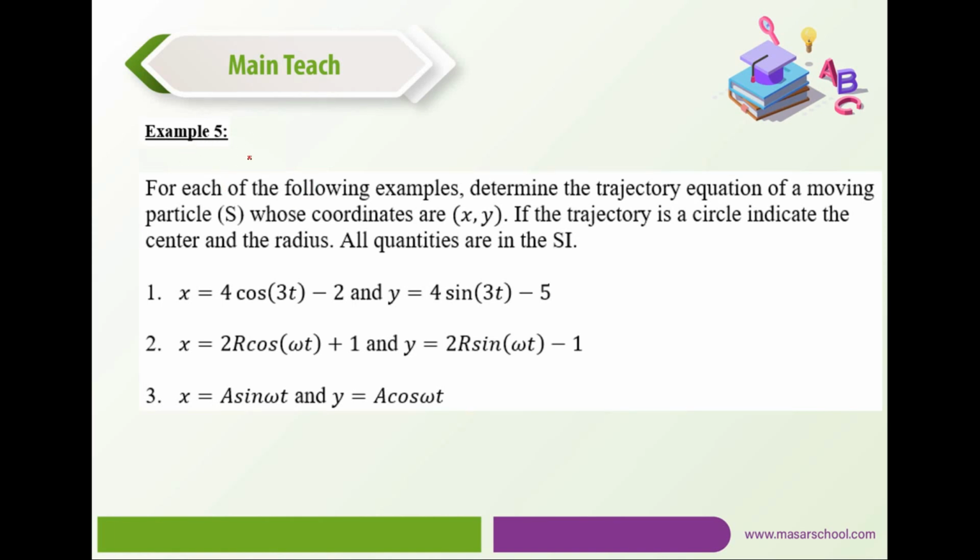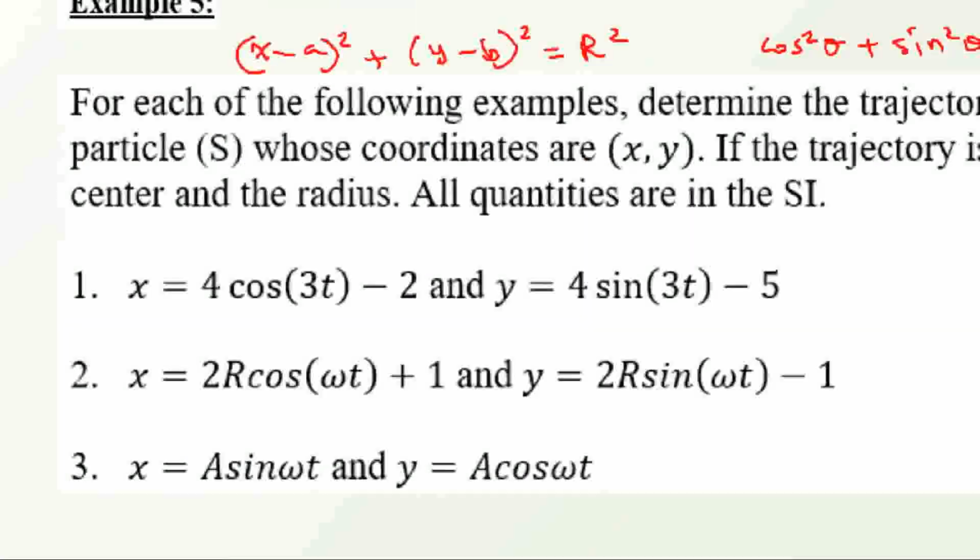So (x − a)² + (y − b)² = r². a and b are the coordinates of the center, r is the radius, and we're going to make use of this equation, which is cos²θ + sin²θ = 1. Then let's start with part 1.